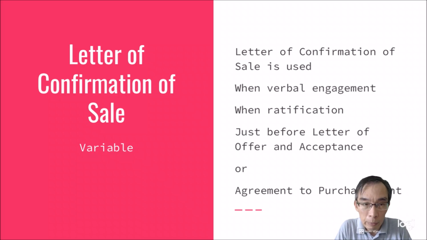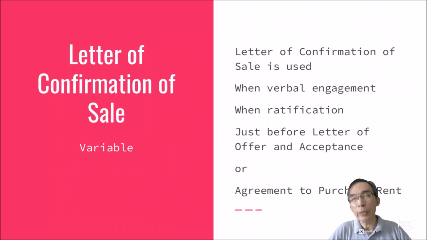So the letter of confirmation of sale usually is a piece of legal document used when there was no letter of engagement. That means an owner engaged you as an agent, but he never wanted to sign a letter of engagement. Verbally, he will give you the job to do, and then you have found him a buyer or a tenant.